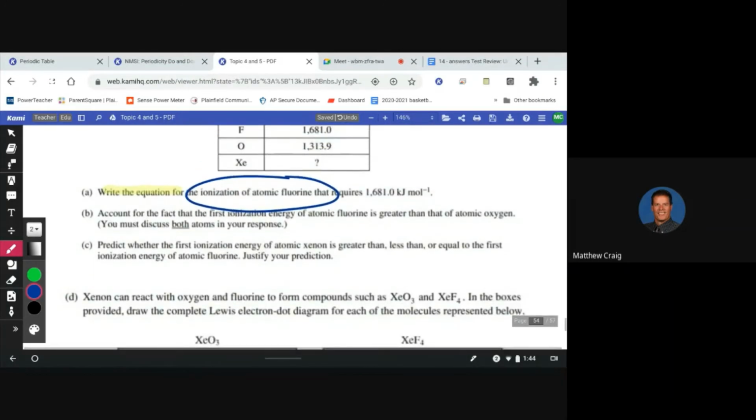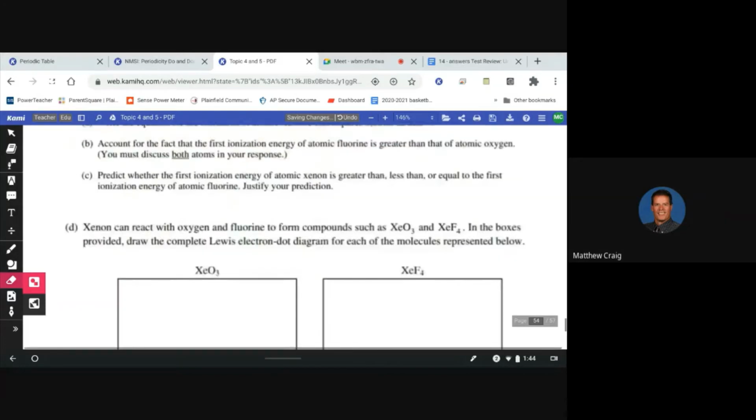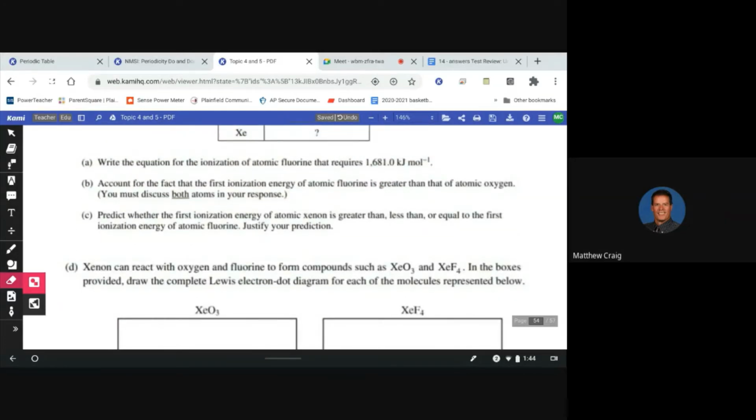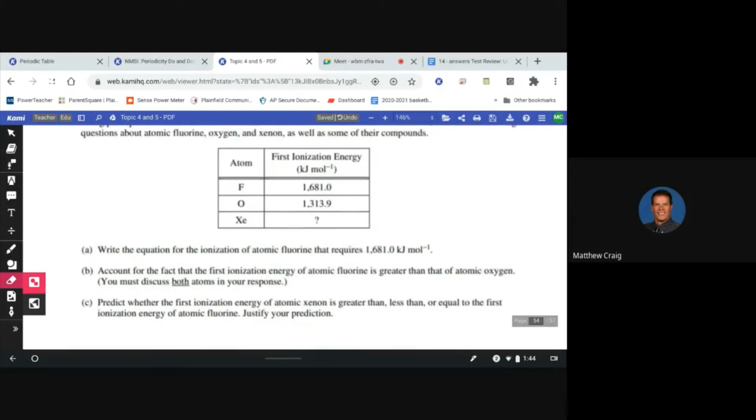All right. Letter B. Wasn't that fun? We hadn't got to do something like that. All right. Letter B. Account for the fact that the first ionization energy for atomic fluorine is greater than that for oxygen. Why? Why is fluorine's first ionization energy higher than that of oxygen? Just that easy. Would not hurt to mention the fun equation that we have.